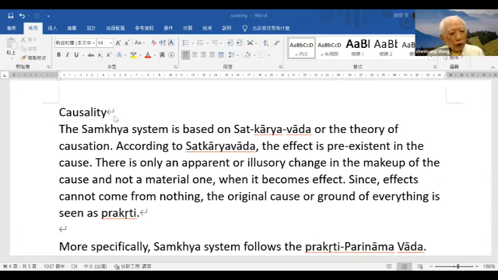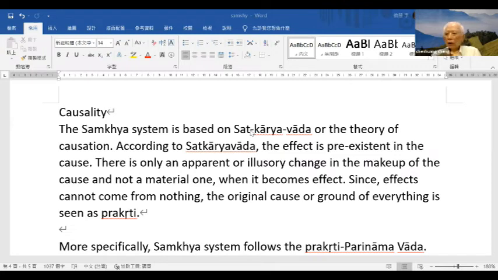That's talk about the causality in Samkhya philosophy. The Samkhya system is based on Satkaryavada, or the theory of causation. Sat is Sattva, one of the three gunas of Prakriti. Karya means to produce or to make something. So Satkarya means Sattva, or our Prakriti, can evolve or produce or make other things.